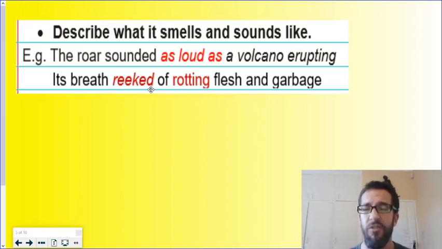But if I just said to you there, it smelled disgusting, it doesn't really tell you how disgusting that is. All right. So again, my tip there is be specific. Think about something, a smell or a sound, that you can compare it to. That gives the reader a much better idea of what you're talking about.